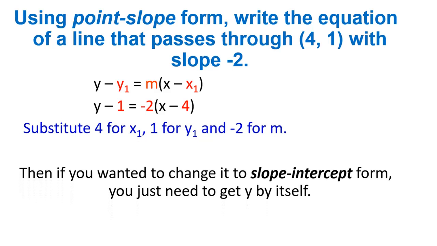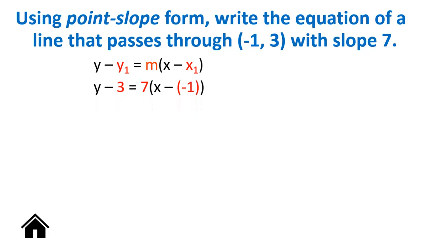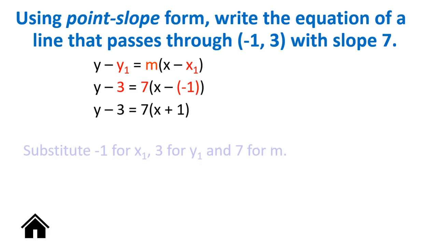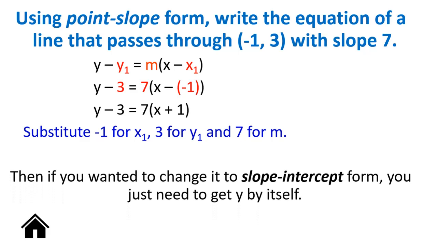So let's try another one. Here I've got the point (-1, 3) and the slope 7. If I plug it into this formula, I'm going to take the y1 and replace it with a 3, the m and replace it with a 7, and the x1 and replace it with a negative 1. Minus a negative becomes positive. And again, if I wanted to rewrite it in slope-intercept form, all I've got to do is get the y by itself, and I'm good. y equals 7x plus 10.